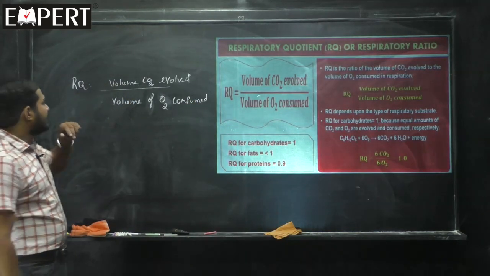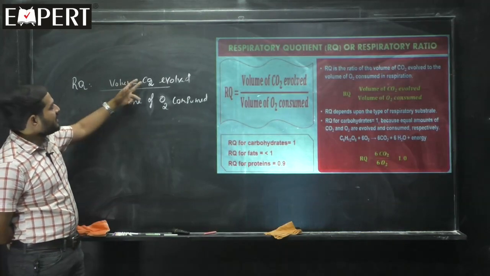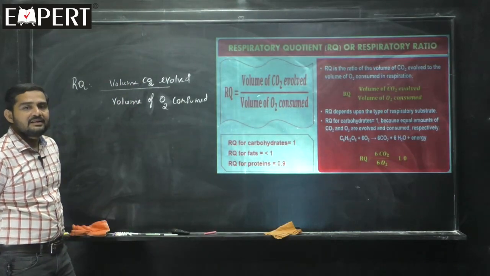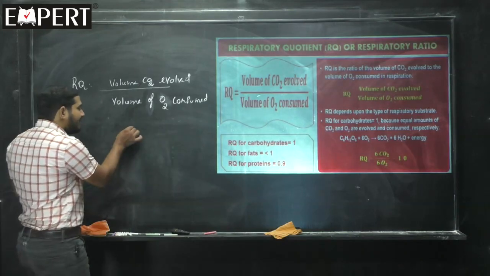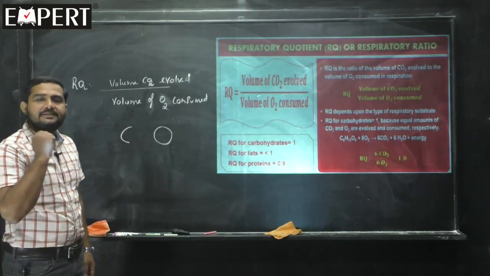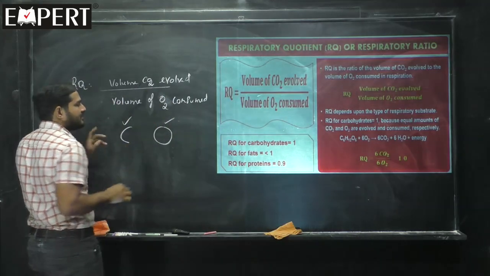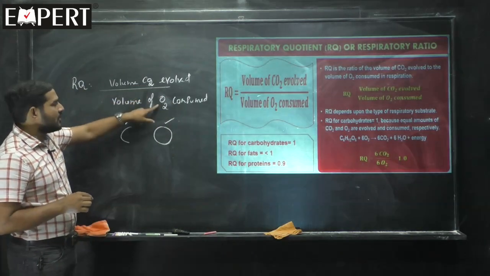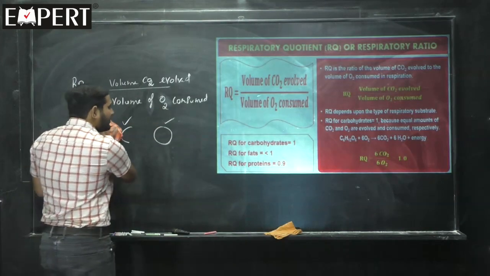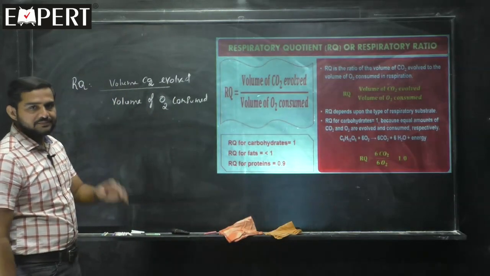First of all, many times confusion takes place for students: CO2 above, O2 below, or O2 above, CO2 below. How to rectify it? Among the alphabets C and O, which comes first? It is C. Next comes O. So, C has to come first, O has to come later. Clear, students? So, there is no doubt: CO2 is evolved and O2 is consumed.